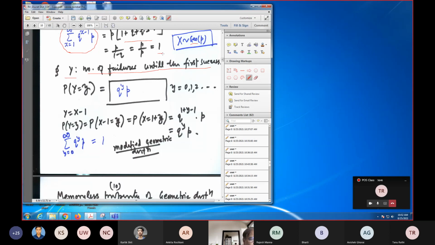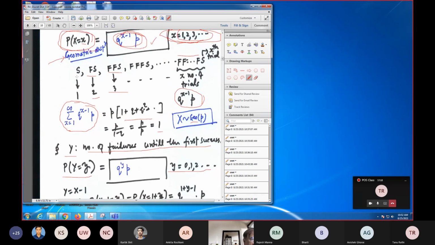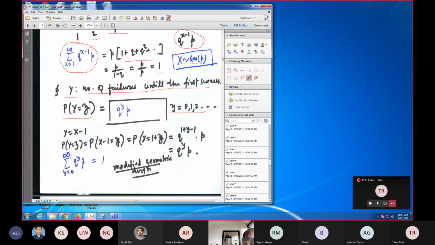As I told you, first I will write the range. I have written here 0, 1, 2. The number of failures until the first success could start with 0, because if you get a success in the very first trial, the number of failures is 0. In this case, the number of failures is 1. The total number of trials is 2, but you got 1 failure. In this case, you got 2 failures. So here the range will be 0, 1 and so on.